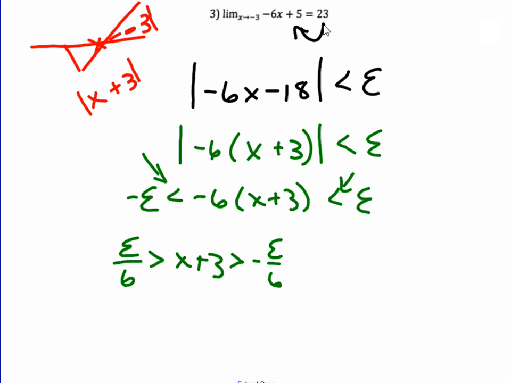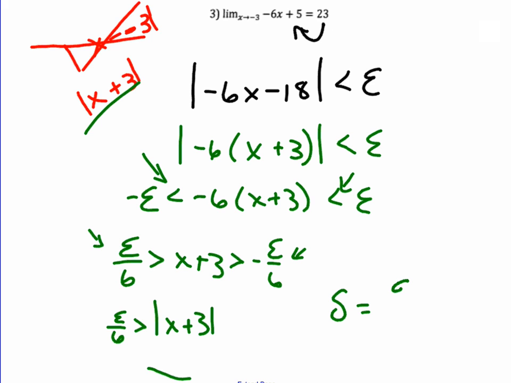Okay. So then we have this guy right here and this guy right here, which are opposites of each other, so we can put it back in the absolute value, and we get epsilon over 6 is greater than the absolute value of x plus 3. Because we have our goal in our absolute value bars, we can now say that delta is equal to epsilon over 6. And that is our range.